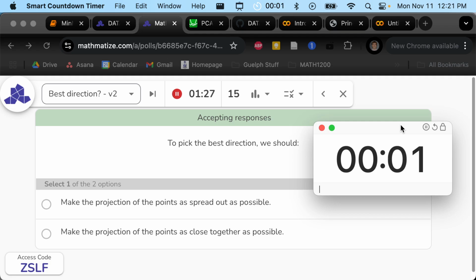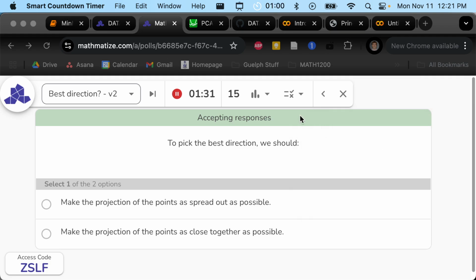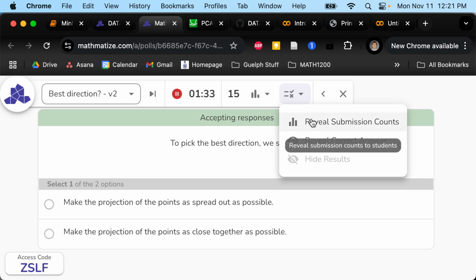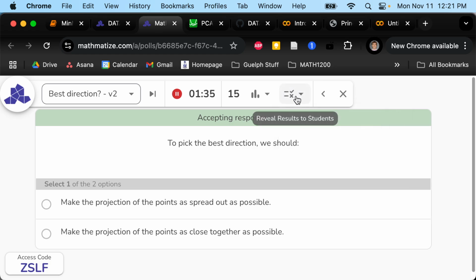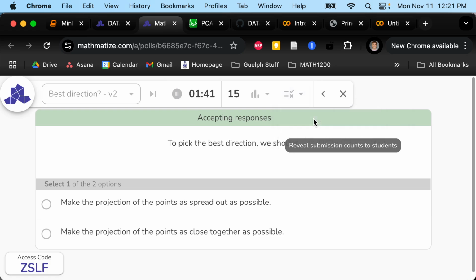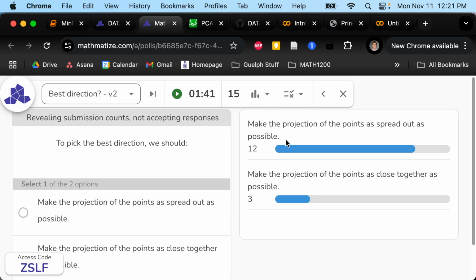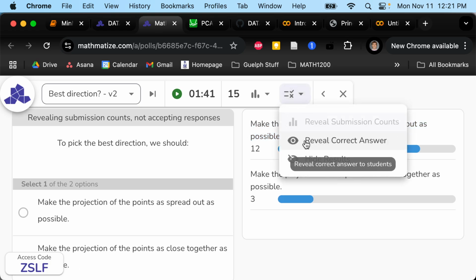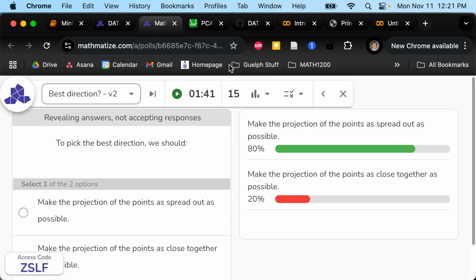What did people say? Time is up. There's like 1 or 2 people who are not in yet. Okay. Let's see. Wait, we had 9 plus 8. We had 17 last time. 2 people chickened out and ran away. Okay. Well, I guess they ran away. What did people remaining say? All right. This time, 12 to 3. Make the projection as spread out as possible. That is the right answer. So we want to spread it out.